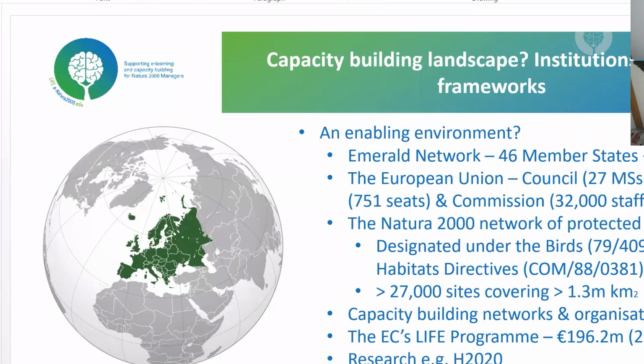To do our work, not all of the time, but some of the time, we rely on the European Commission's LIFE programme, a big programme which supports primarily the implementation of Natura 2000, but not exclusively Natura 2000. And then beyond that, there are various research programmes, such as Horizon 2020. Some of those might be familiar to you.